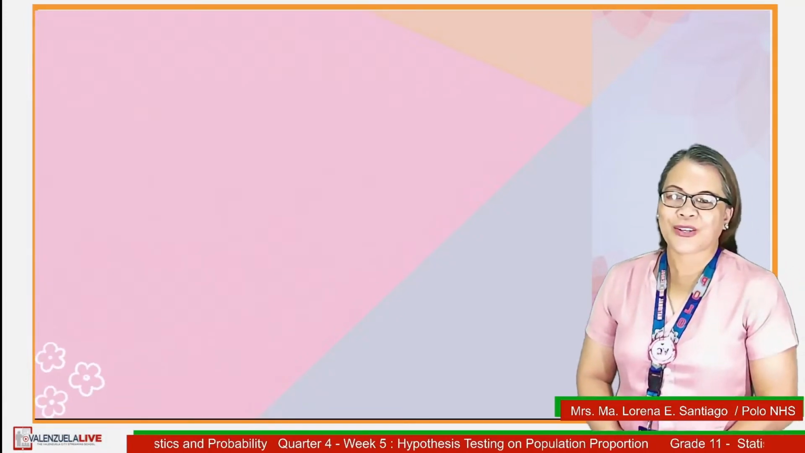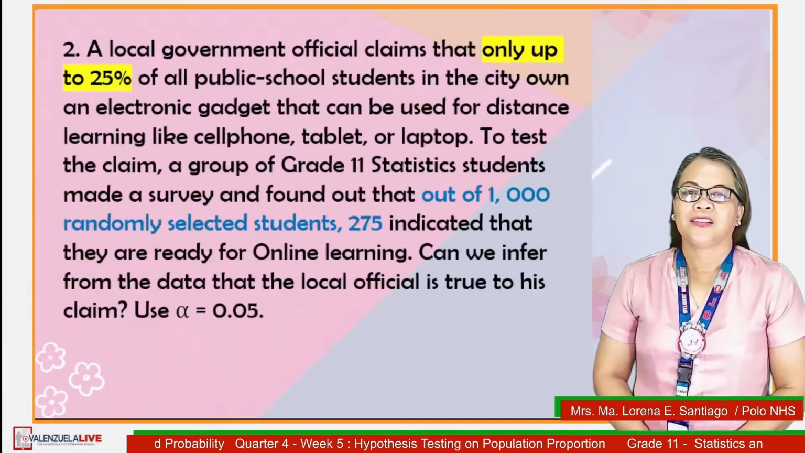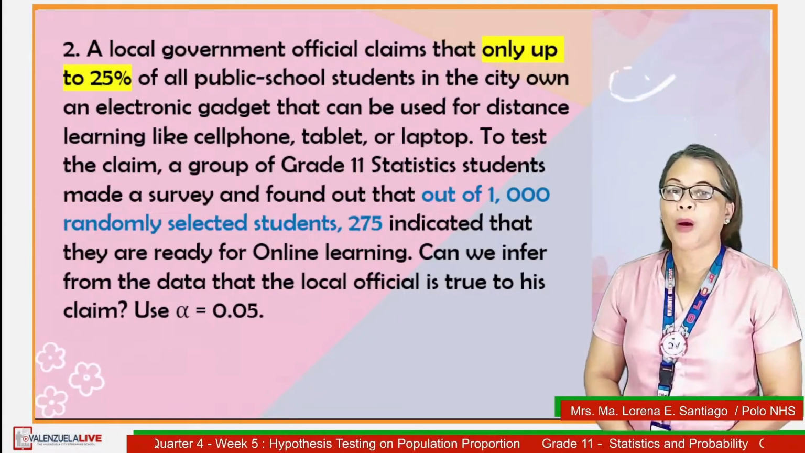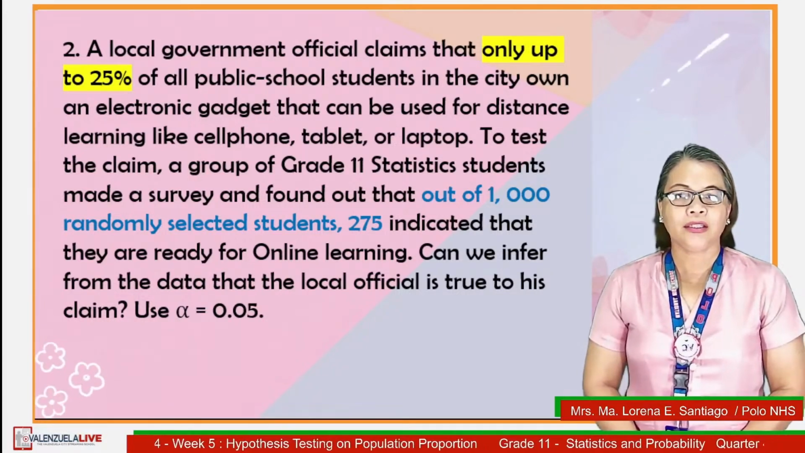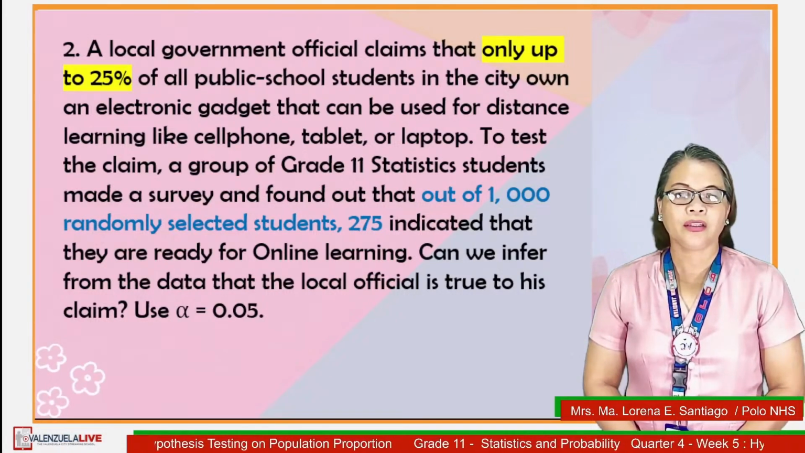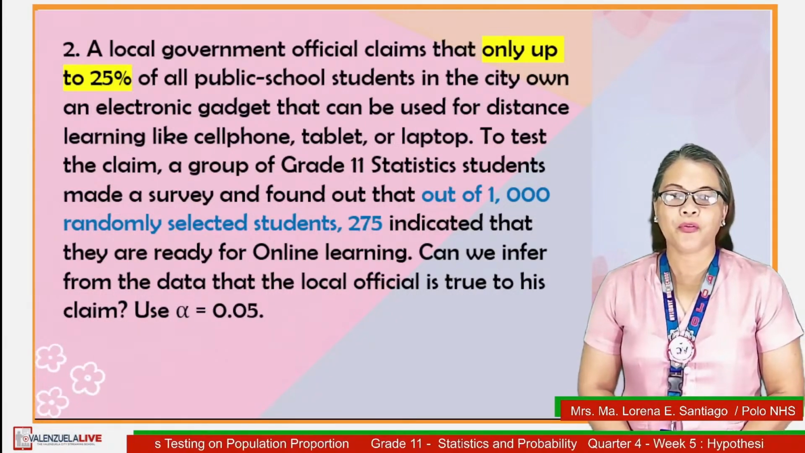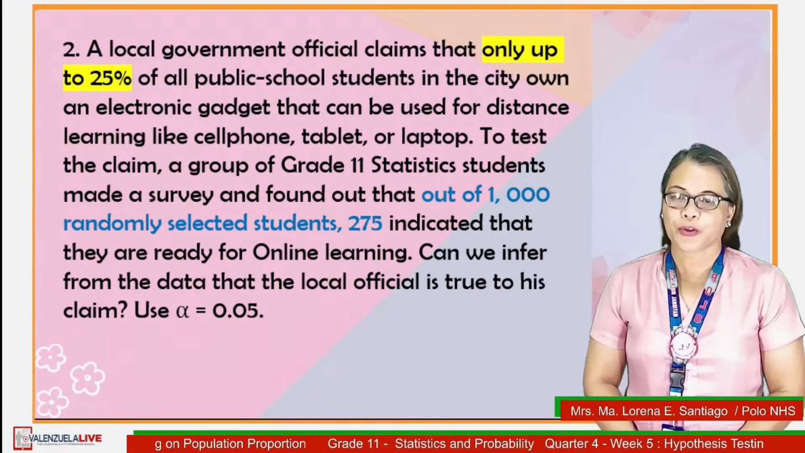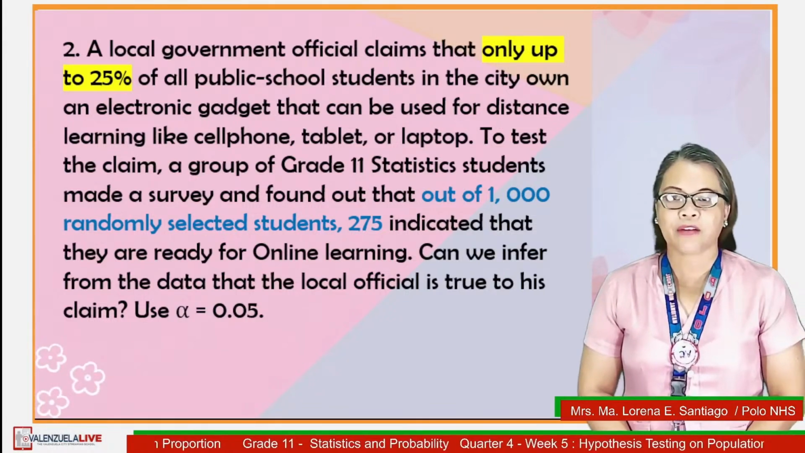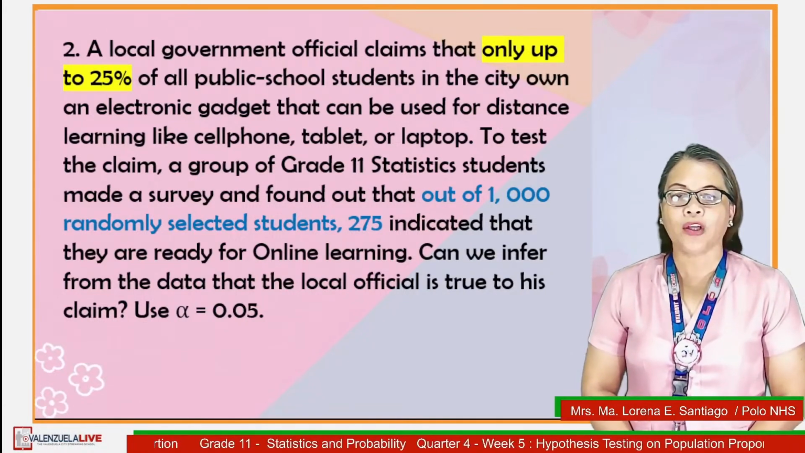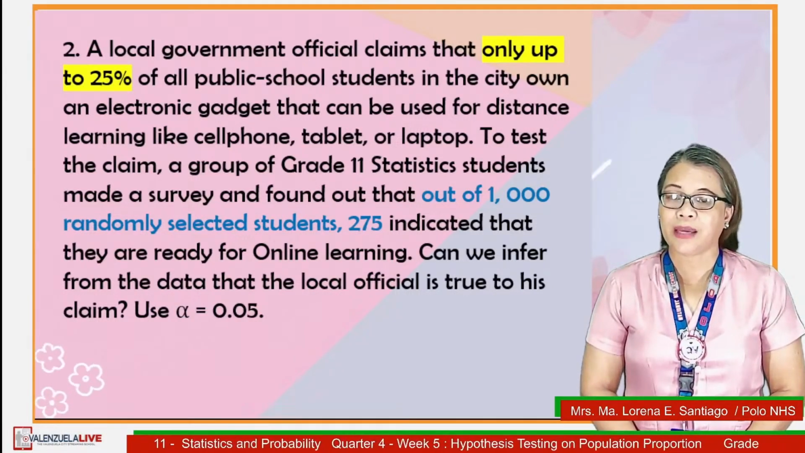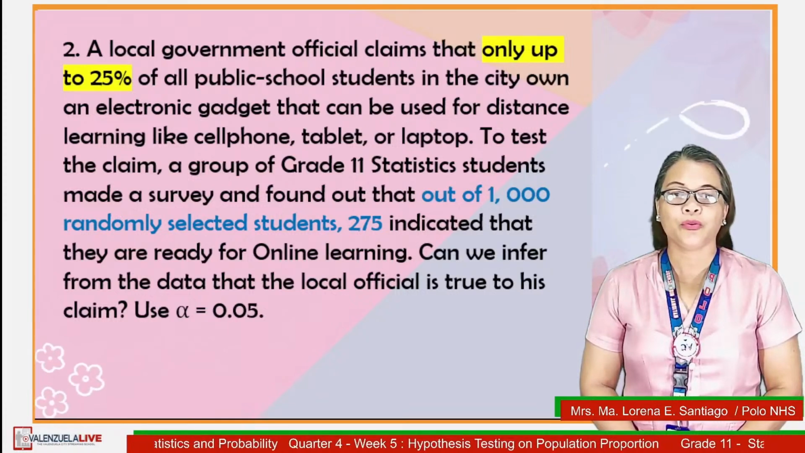Okay, so let's go to number 2. A local government official claims that only up to 25% of all public school students in the city own an electronic gadget that can be used for distance learning like cell phone, tablet, or laptop. To test the claim, a group of grade 11 statistics students made a survey and found out that out of 1,000 randomly selected students, 275 indicated that they are ready for online learning. Can we infer from the data that the local official is true to his claim? Let us use alpha equal to 0.05.